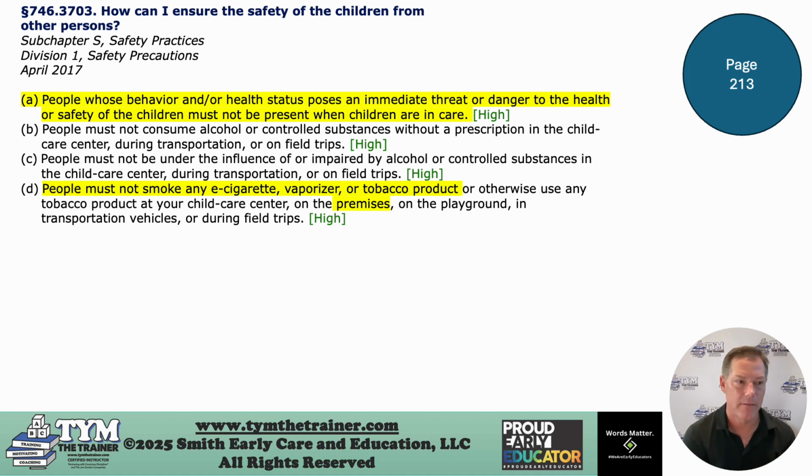And then the last thing right here, people must not smoke any e-cigarettes, vapes, or tobacco products anywhere on the premises. So that would include the parking lot, sidewalks, playgrounds, all right, common areas. These are all part of your premises. So probably the biggest thing right now are the e-cigarettes and the vaping devices.